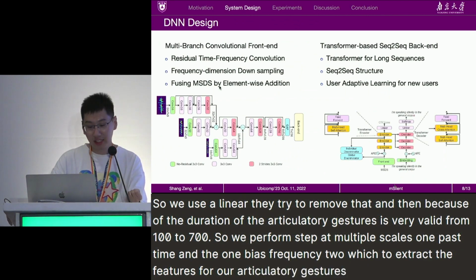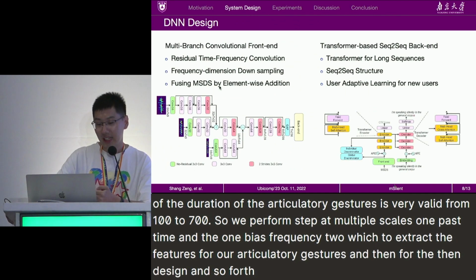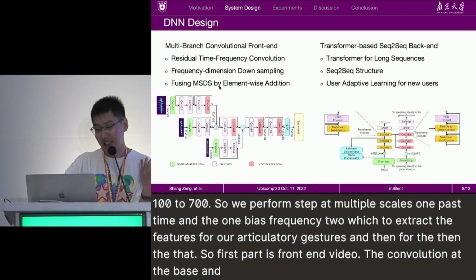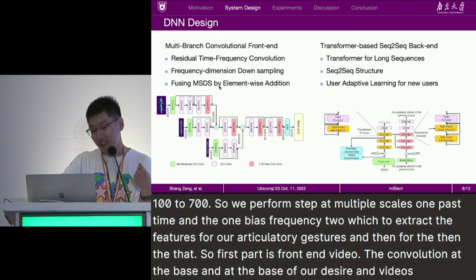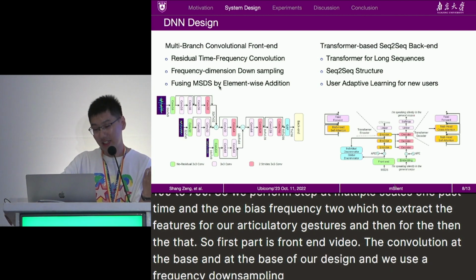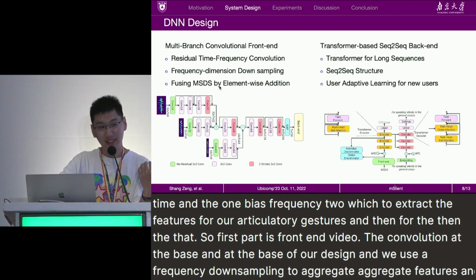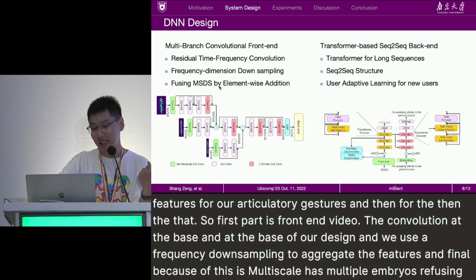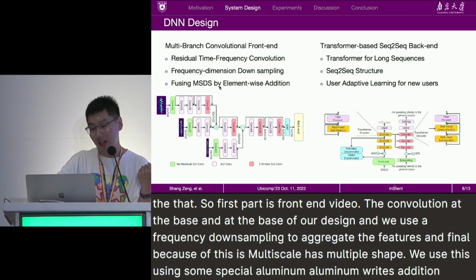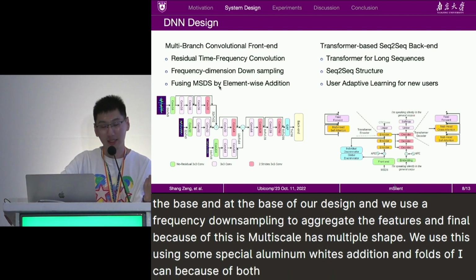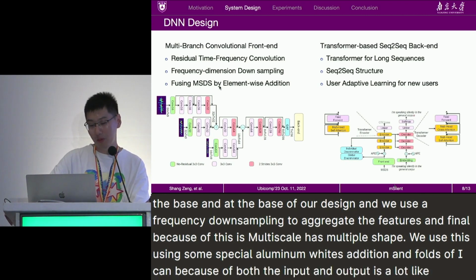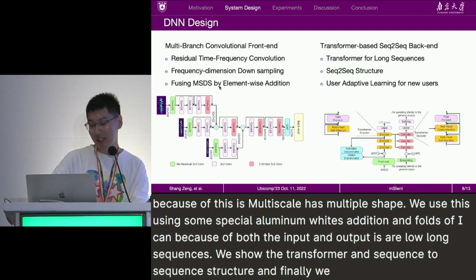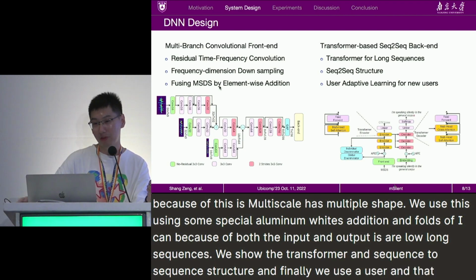And then for the DNN design, the first part is the front end. We use the TF convolution as the base of our design, and we use the frequency downsampling to aggregate the features. And finally, because the MSDS is multi-scale and has multiple shapes, we fuse them by element-wise addition. And for the backend, because both the input and output are long sequences, we use the transformer and sequence-to-sequence structure. And finally, we use user adaptive learning, also named transfer learning, for new users.